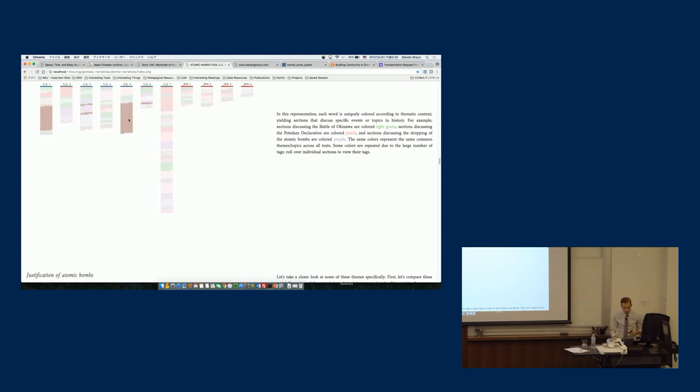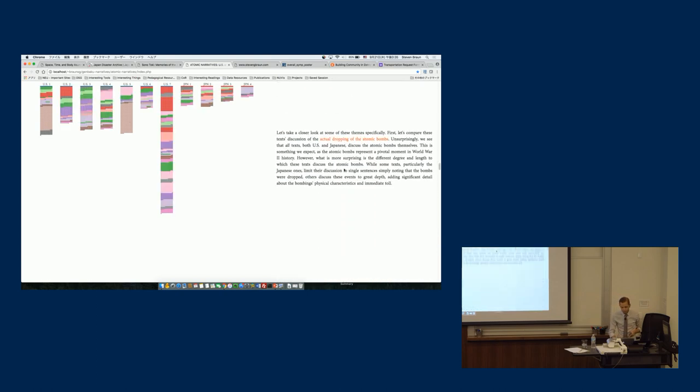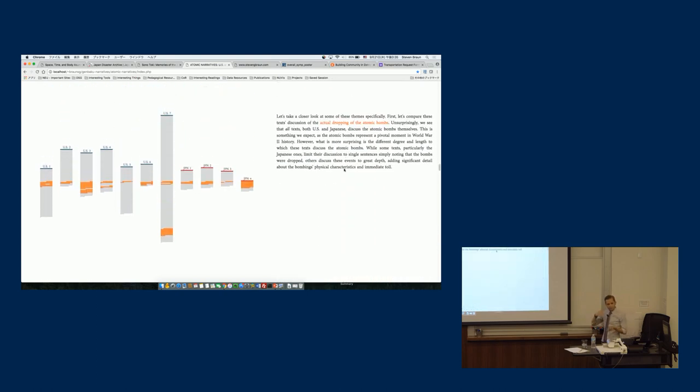Or if you look at this one, this is a discussion of justification of the atomic bombs, sort of looking back retrospectively on history. And we see that this occurs in a few of the US history textbooks, but not any of the Japanese history textbooks that we looked at. So we can pull out specific themes and see how they compare in terms of coverage as well as length across these texts. So this is the actual dropping of the atomic bombs.